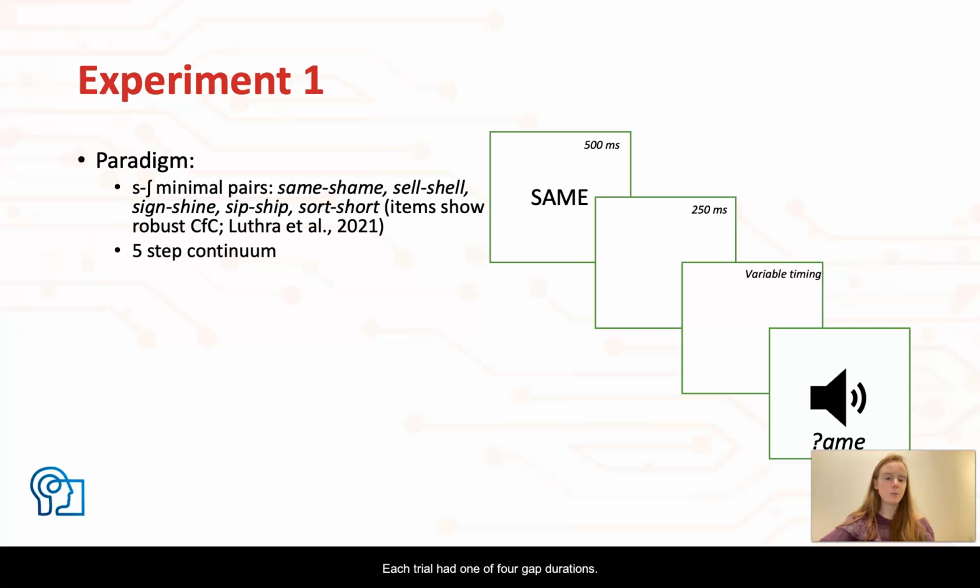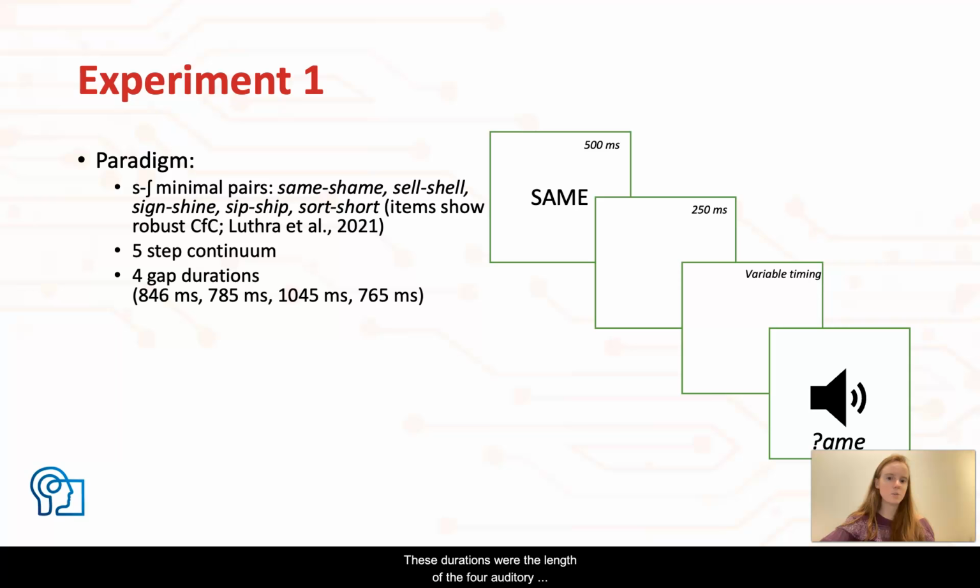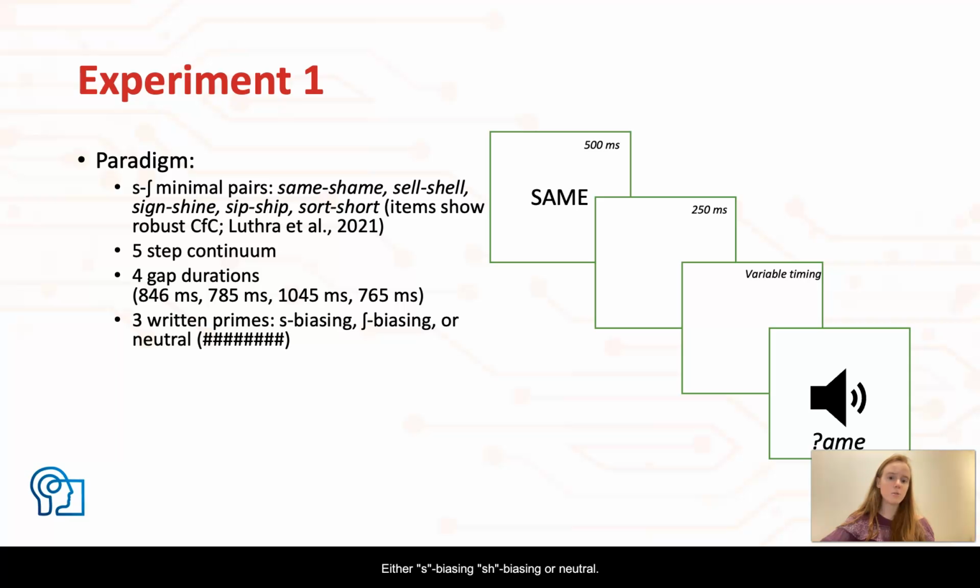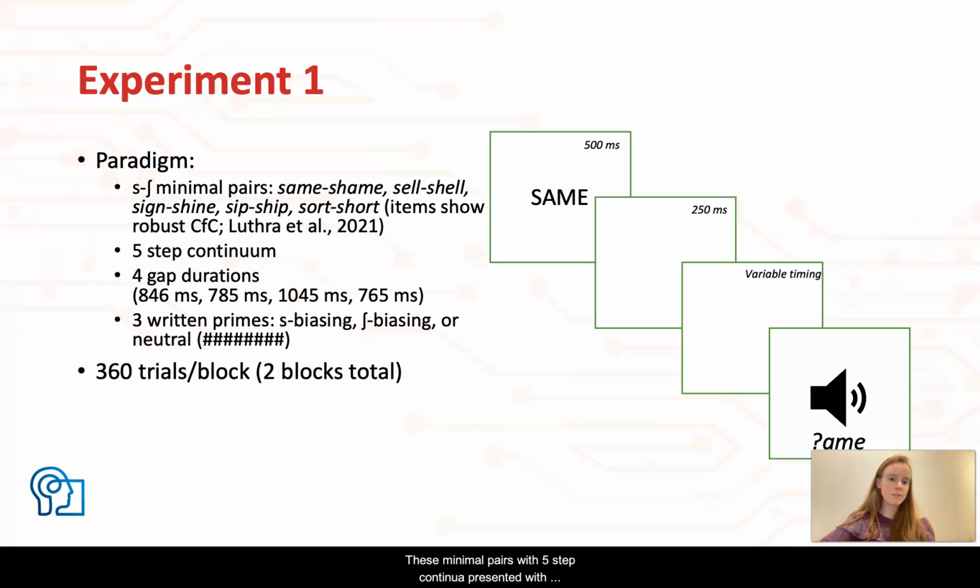Each trial had one of 4 gap durations. These durations were the length of the 4 auditory context items used in experiment 2, present here in order to mirror exact timing with experiment 2 for direct comparison. Each trial consisted of one of 3 written primes, either sa biasing, sh biasing, or neutral, which consisted of 8 hash marks. These 5 minimal pairs with 5-step continua presented with 4 gap durations and 3 written primes led to 300 trial combinations per block.